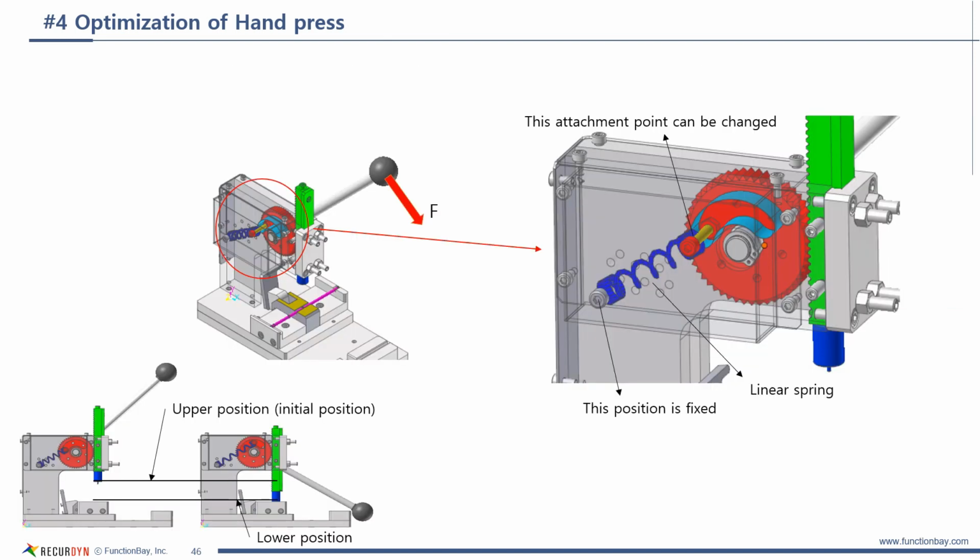This page shows the details of a hand press model. The point where the spring attaches to the gear is variable. The press head must reach the lower position, and it must return to the initial position after operation.